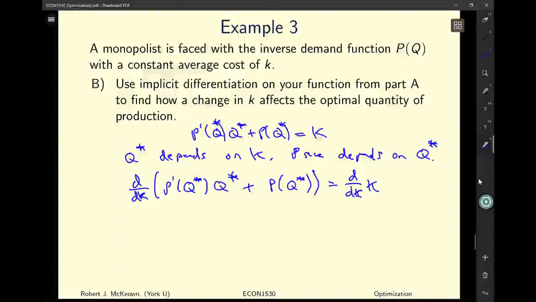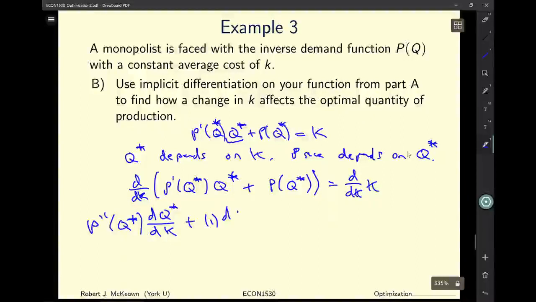Now I'm going to go ahead and do that. So we're going to start off with the product rule, and we have P double prime Q star times however Q star changes with K, plus, well, what's the derivative of that thing there? It's just going to be 1, but also times how Q star changes with K.